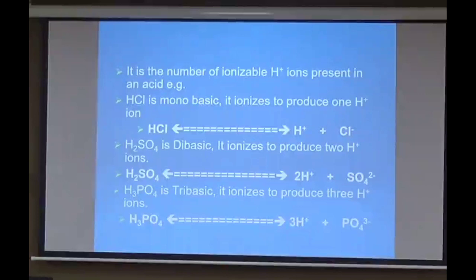it a dibasic acid. Next is phosphoric acid, H3PO4. In solution or in water, it is capable of forming 3 hydrogen ions, thus we call it a tribasic acid. So basicity of acids is determined in terms of the number of hydrogen ions which an acid is capable of giving or furnishing in water or in solution.